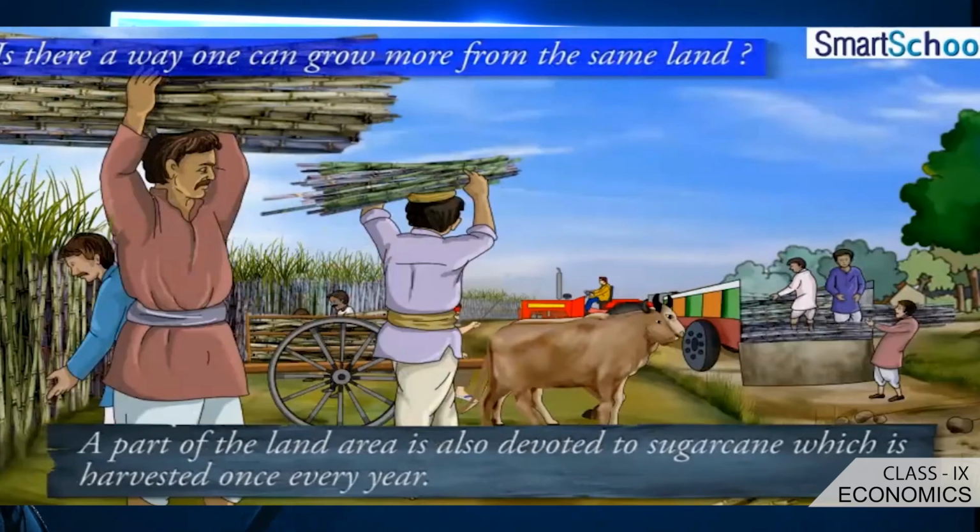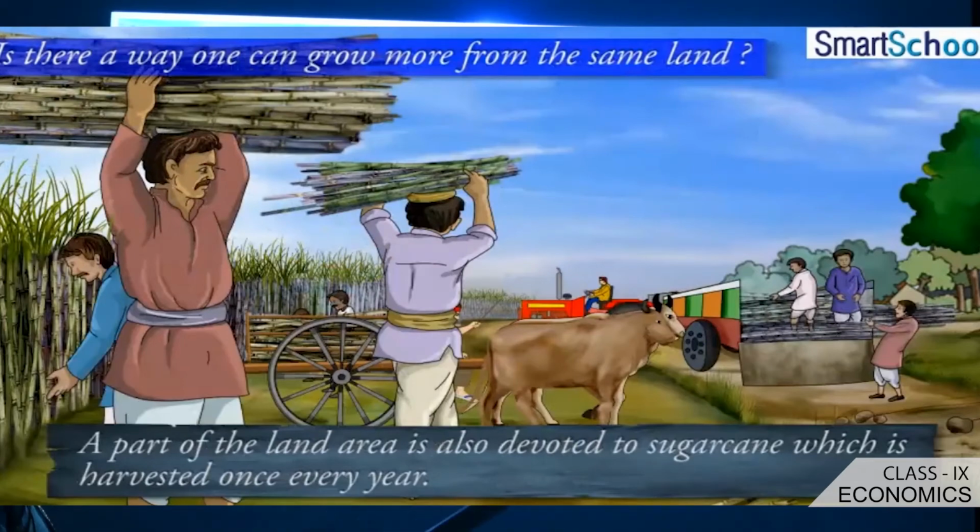For example, number 1, jowar and bajra, number 2, potato, and number 3, wheat. So in such a way, they make use of the same piece of land many times. Such a type of cropping is called multiple cropping. Because of that, they did wonders.